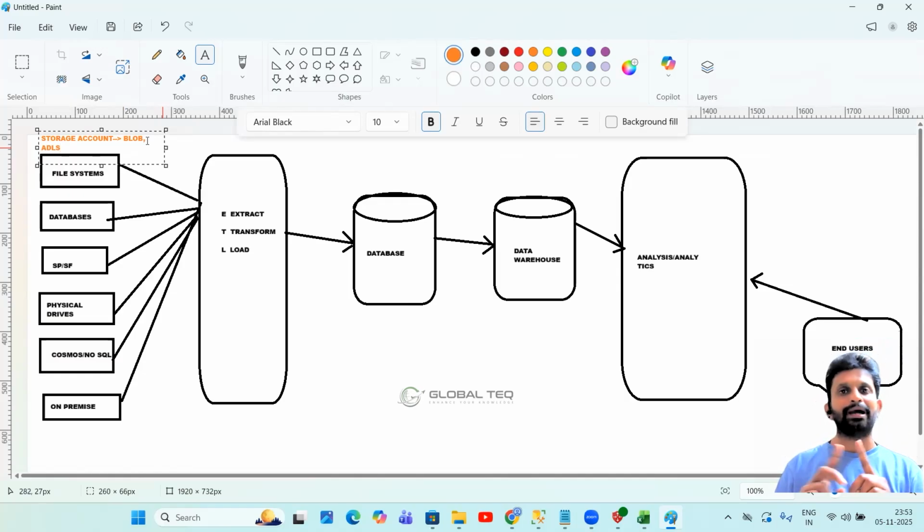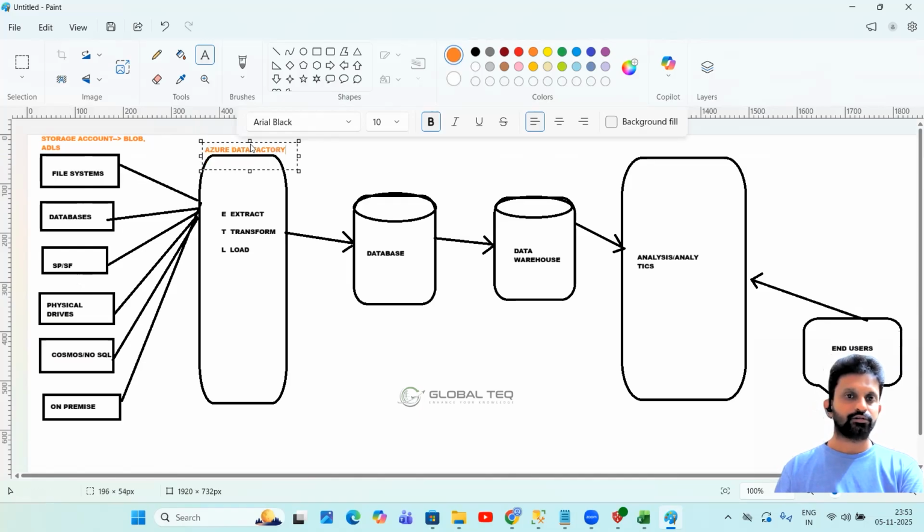One is called blob, binary large object. Second one is ADLS. In short we call it that, but in the elaborated way, it is Azure Data Lake Storage, which helps you to store the data in Microsoft Azure. So once the data is available in your storage accounts, then we are going to use another service called Azure Data Factory.